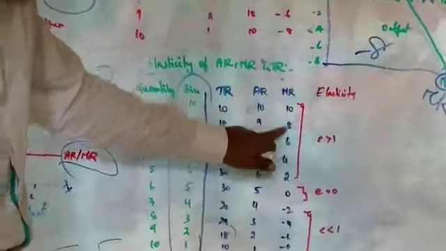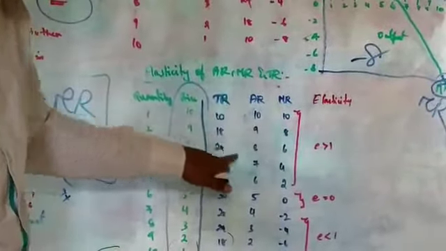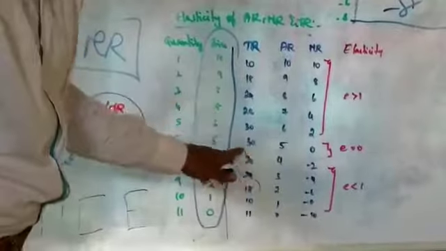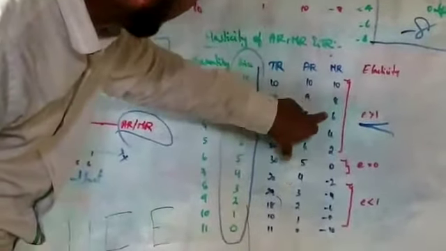MR, how? The first item you just put as it is. Next, 18 minus 10 is 8, 24 minus 18 is 6, 28 minus 24 is 4, 30 minus 28 is 2, 30 minus 30 is 0, 28 minus 30 is minus 2. So it will go like that. See, when there is a positive figure, elasticity is greater than 1. Okay? See all these positive figures, 10, 8, 6, 4, 2, it's a plus figure. So elasticity is greater than 1. Okay?